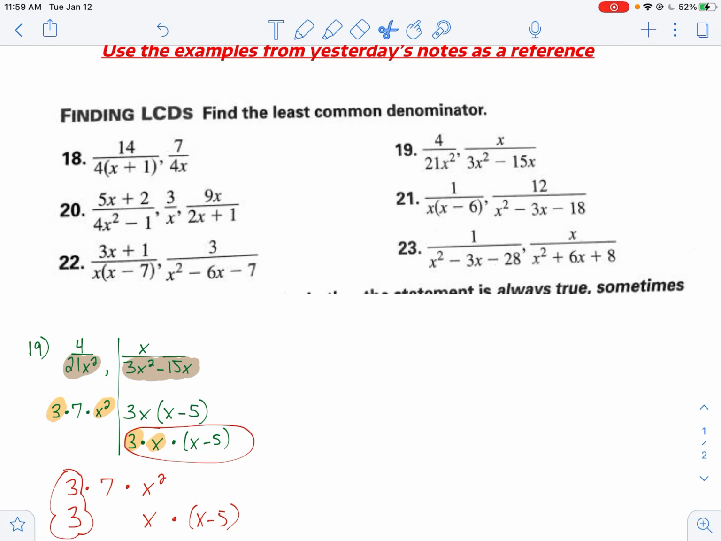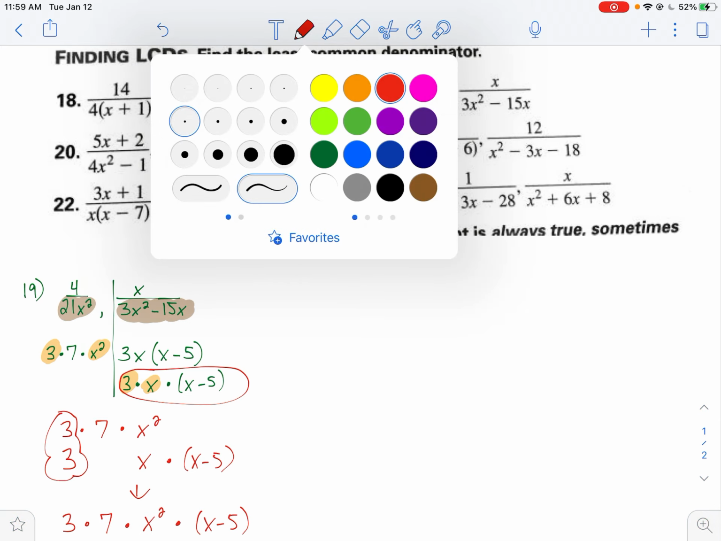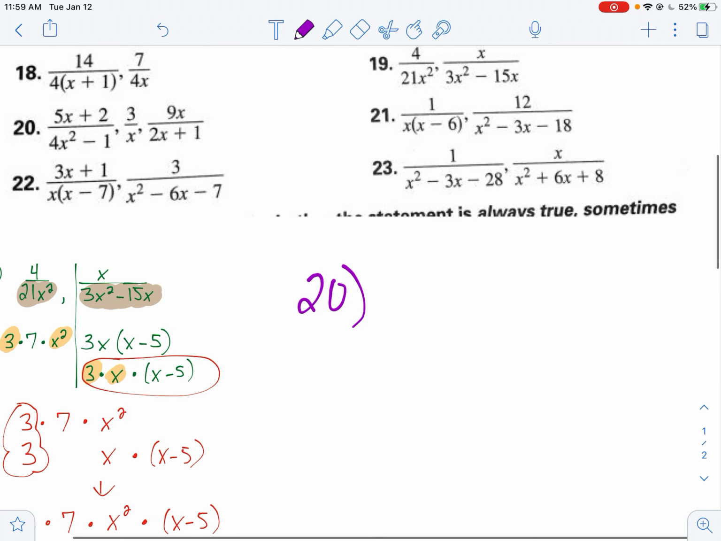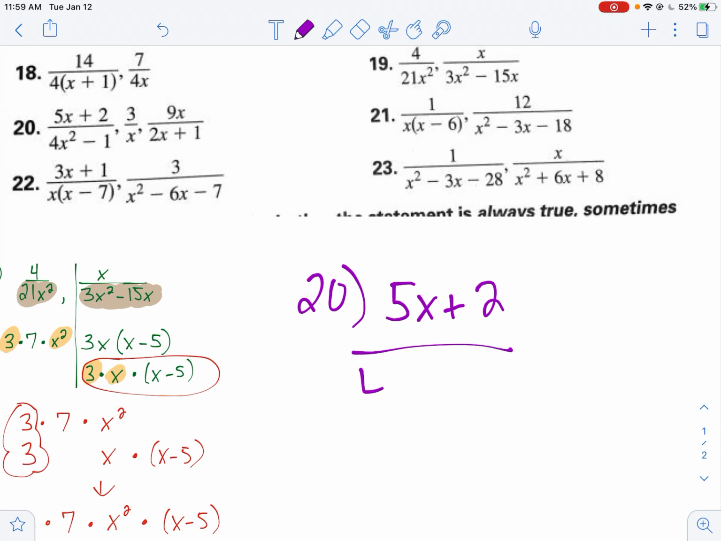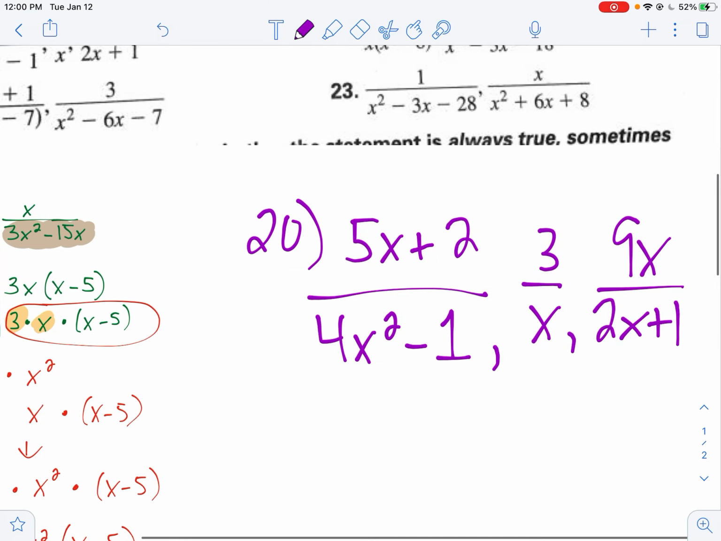So the next one I'm going to try here is number 20. I saw a lot of mistakes with number 20 when people were initially trying it. So let's go over number 20 so you can get an idea. Number 20, you'll notice we have 5x plus 2 over 4x squared minus 1. I've got 3 over x, and then I've got 9x times 2x plus 1. So I've got 3 denominators going on here.